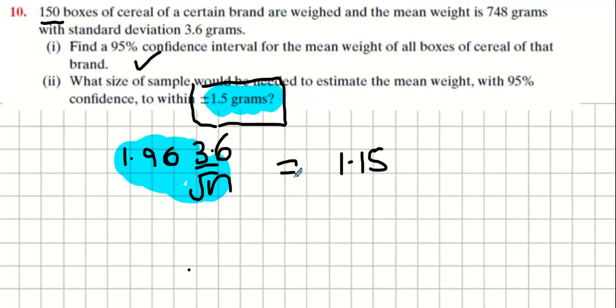Now, here's what we're going to do next, guys. See the root n on the bottom? The root n on the bottom is going to go to the top. So it's going to be 1.5 square root of n. Oh, sorry, not 1.15, 1.5. Thank you.